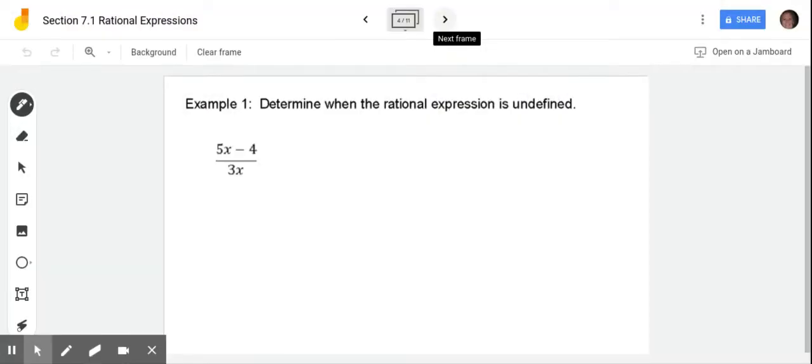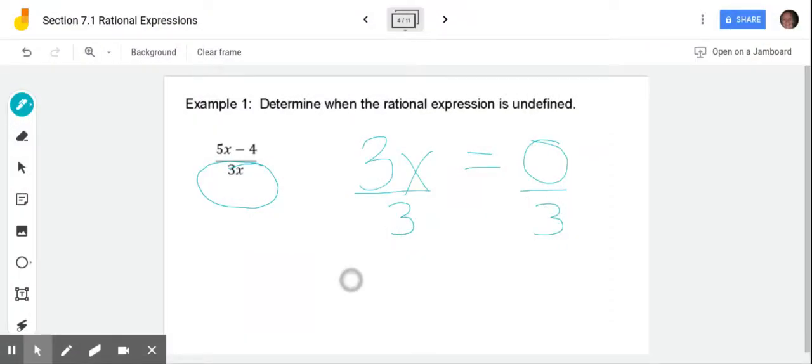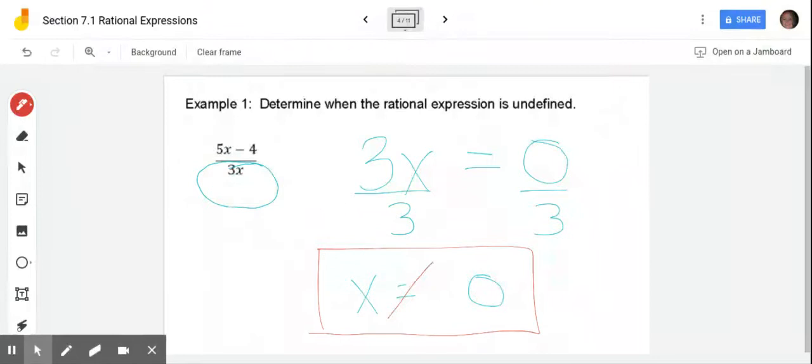So let's try this. Determine when the rational expression is undefined. Okay, so we're just going to go to the denominator, which is 3x, and we're going to set it equal to 0. When I solve this equation, I get that x is equal to 0. So we know that actually x cannot be equal to 0, and that's our answer. So this expression is undefined when x is 0.